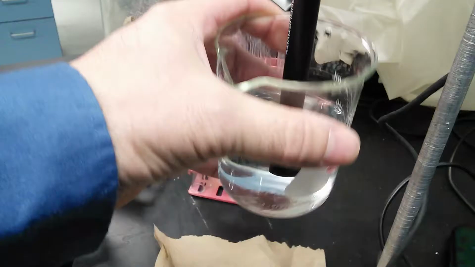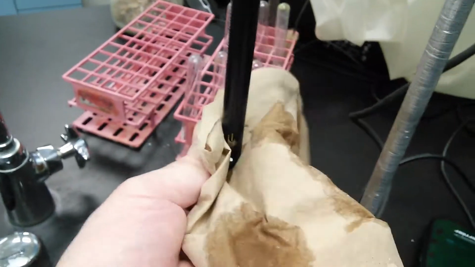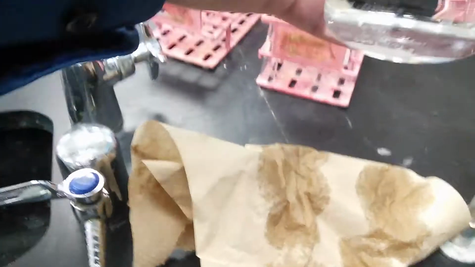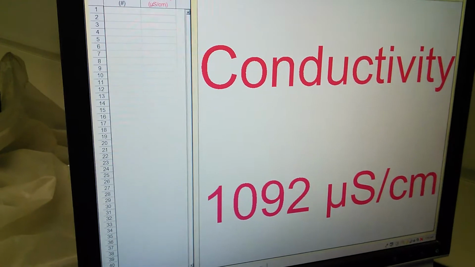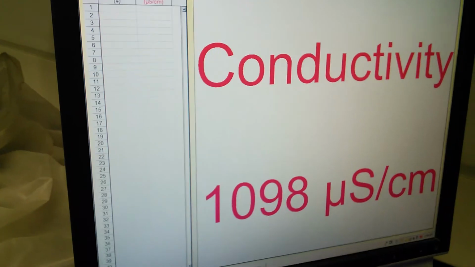And again, let's clean that off. Dry off our probe just a little. And finally, CH3OH. Put that on there. Our conductivity is right about there.